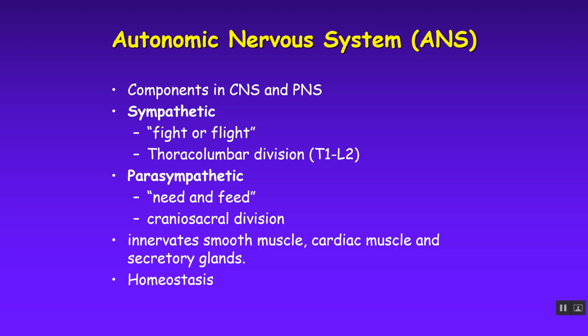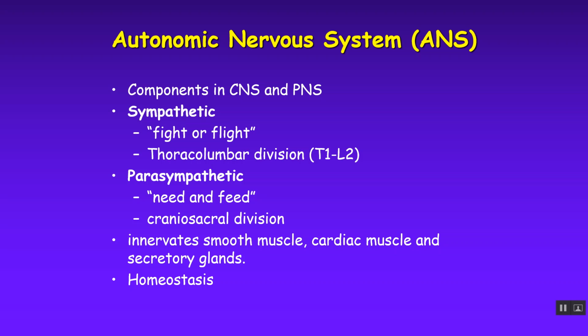It's just because the nerves that take the sympathetic nervous system information to all your organs and your skin come out through the thoracolumbar region. They exit between T1 and L2, where all your sympathetic outflow comes out. That's why it's called the thoracolumbar section or division.